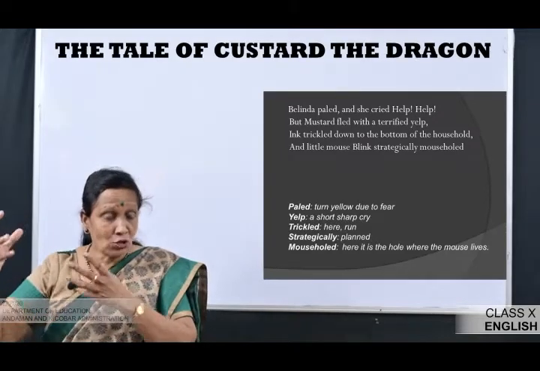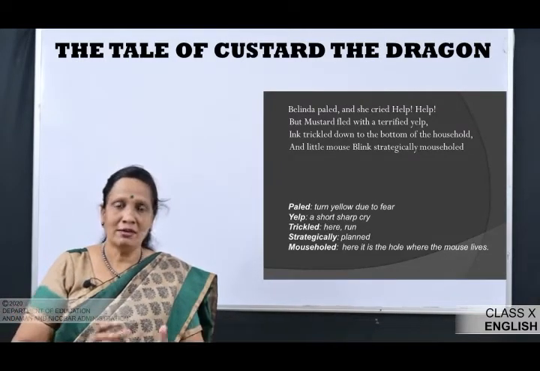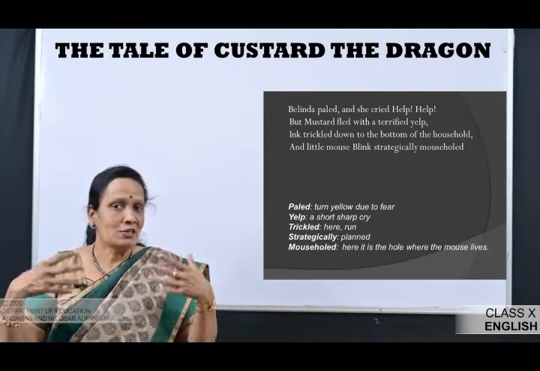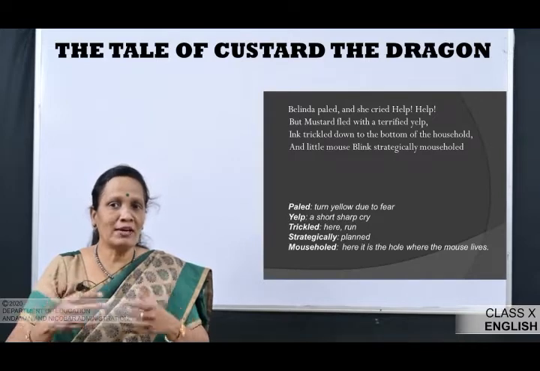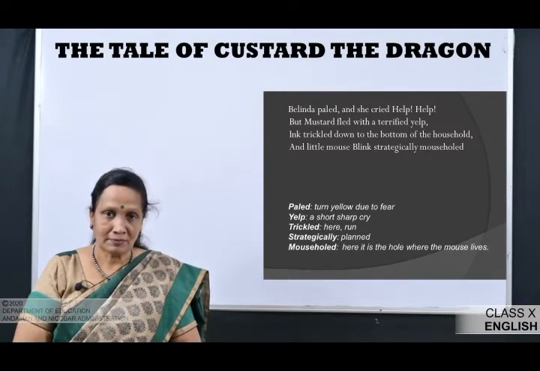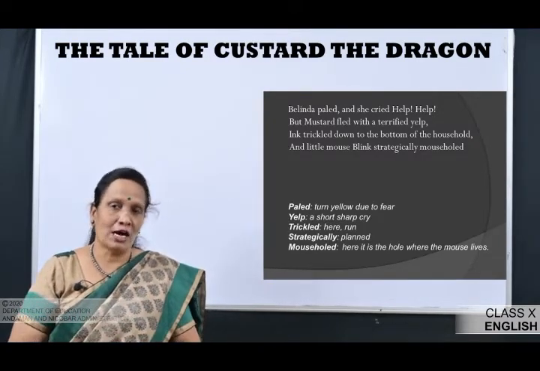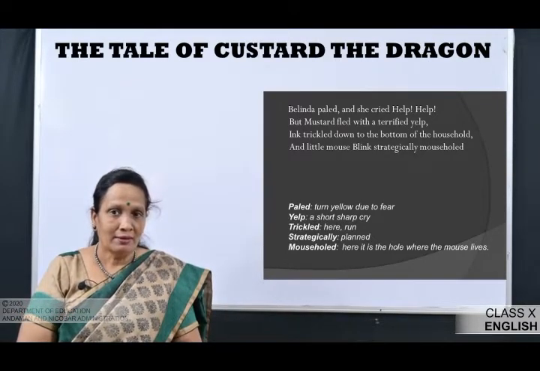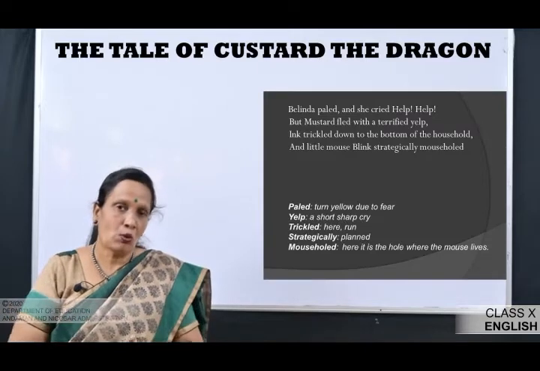Now suddenly when they saw a pirate climbing the window, what happened? Belinda was in fear. Till now Belinda was described as being very brave, isn't it, children? Now suddenly she became pale with fear and she cried for help. And what did Mustard do? Mustard fled with a terrified yelp. Mustard too cried and ran away from there. And what happened to Ink, the black kitten? It trickled down to the bottom of the household. Ink also ran away from there. And what happened to Blink, the little mouse? It also went into its hole.